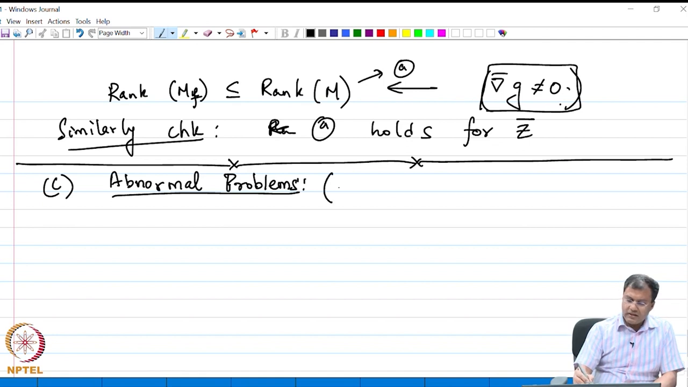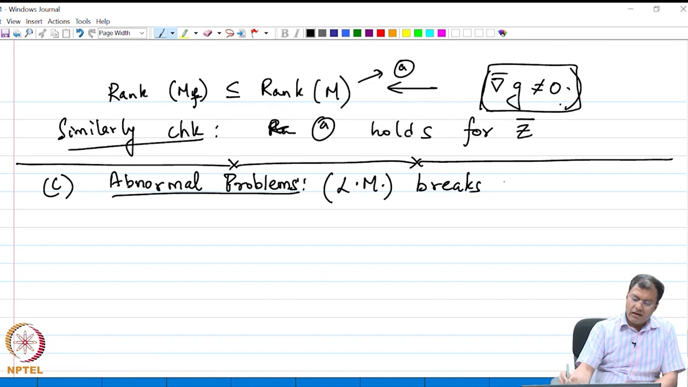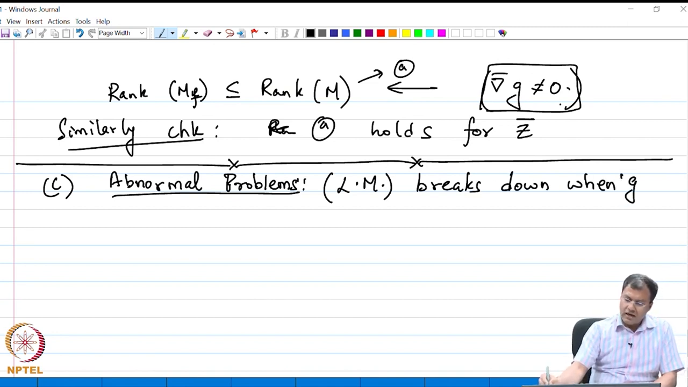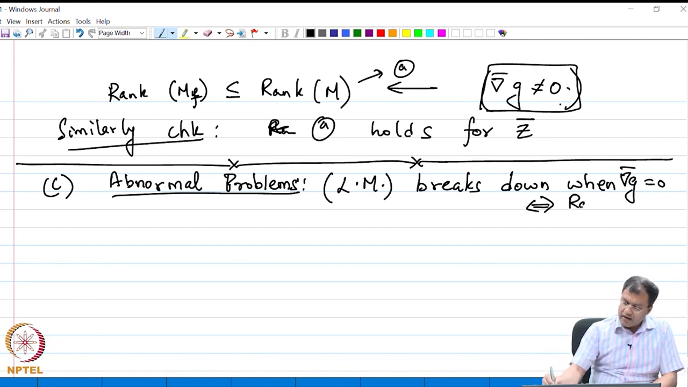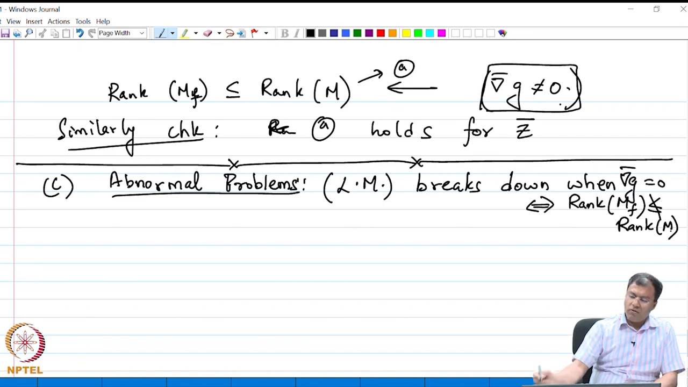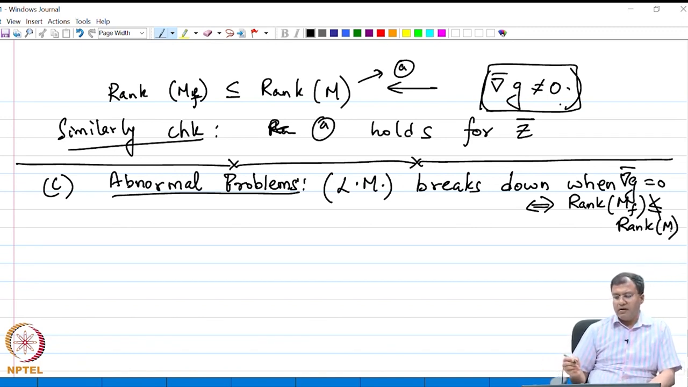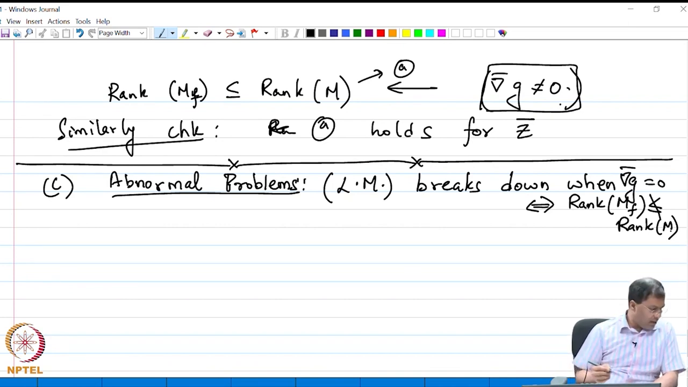So it turns out that the Lagrange method breaks down when grad g is 0, right, and we will see how. Or this is equivalent to saying that the rank of the augmented matrix is not necessarily less than or equal to the rank of the full matrix or the Jacobian matrix, right. So, when this inequality is not satisfied, we will run into trouble, right.